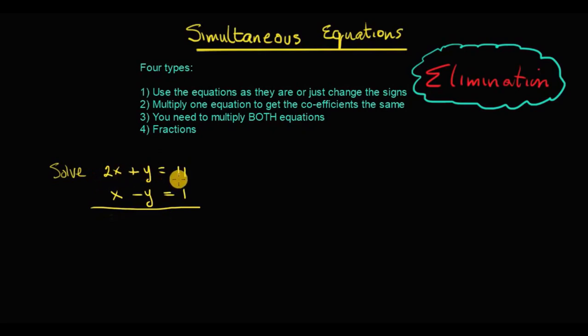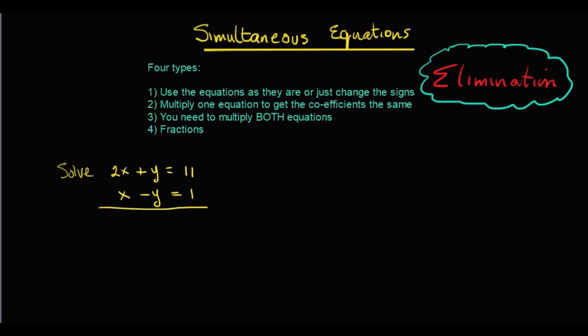We'd be asked to solve 2x plus y is equal to 11 and x minus y is equal to 1. I'm going to choose to eliminate the y's because the coefficient of y is 1 here and minus 1 here, so that suits us perfectly. If I add these two equations up, I'm going to get 3x. The y's cancel out and I'm going to get 12, as 11 plus 1 is 12. Then I divide both sides by 3 and get x is equal to 4.